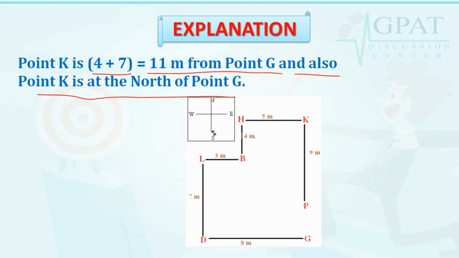In this diagram you can easily understand. Here you have started with the K. H is 5 meters to the west of K. B is 4 meter to the south of H. L is 3 meter to the west of B. D is 7 meter to the south of L. G is 8 meter to the east of D, and P is 9 meter to the south of K. So you have to find out the right answer, that will be the 11.